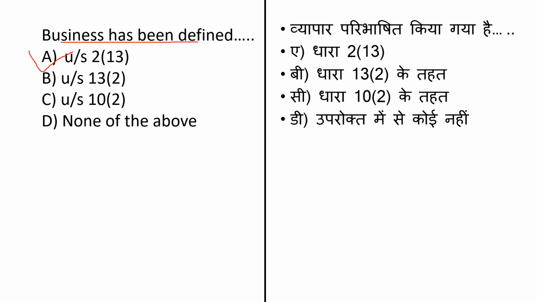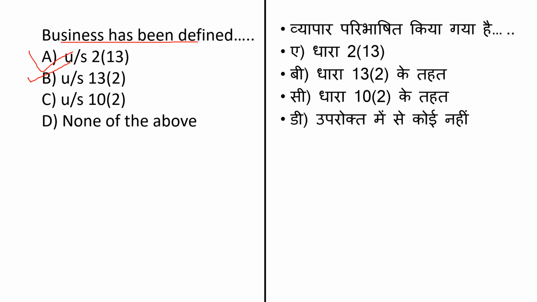Second option is under section 13 clause 2. Section 13 clause 2 of the Income Tax Act: if any part of the income or property of the trust or institution is or continues to be lent to any person referred to in subsection 3 during any period of the previous year without either adequate security or adequate interest or both.